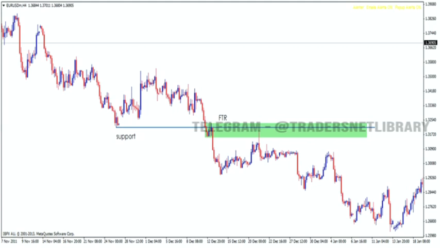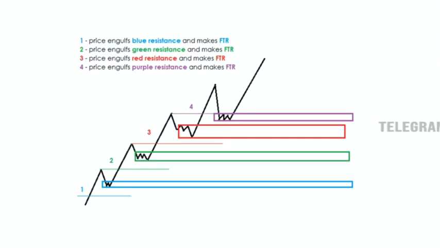FTRs are formed after engulfing of a barrier. We already know this. One of such barriers is an FTR in the opposite direction. Look at the diagram below. I think it's self-explanatory. Touch trading a supply or demand zone can be a very daunting prospect, as price doesn't always react as we'd like it to.